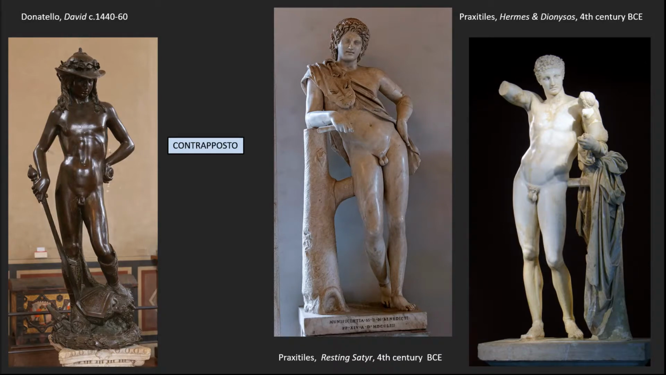Right? Now, Donatello's David is rather important historically because it's the first life-sized bronze nude since ancient Rome. That is something that Christian artists in the Middle Ages simply didn't do. Right? A, the nudes, right? But B, sculpture in general, and certainly life-size sculpture.